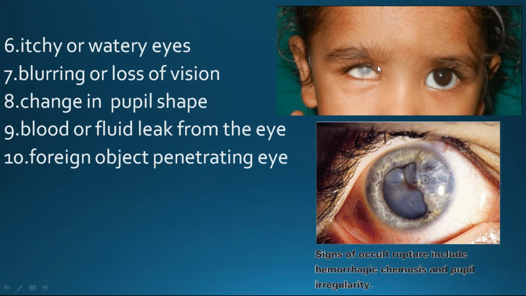This is a picture of phthisis bulbi. Long-standing trauma can cause shrinking of the globe, cutting off of the ciliary process, and shrinkage of the globe. That is called phthisis bulbi or atrophic bulbi. This one is a traumatic cataract with distorted iris. Change in pupil shape, blood or fluid leak from the eye, foreign objects penetrating the eye.